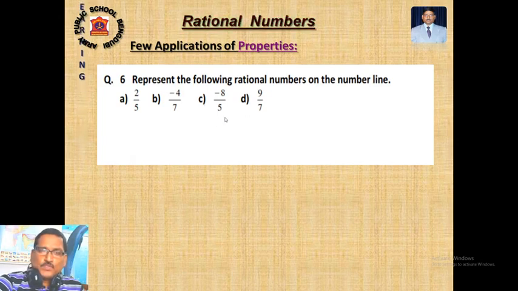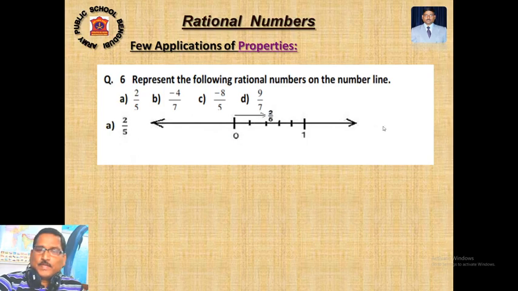So 2 by 5, positive, I have taken. How will you represent it? First of all, you have to draw a line and mark the position of 0. Since this number is positive, it will be on your right hand side. The denominator tells you how many parts the whole number has to be divided into: 5 equal parts.